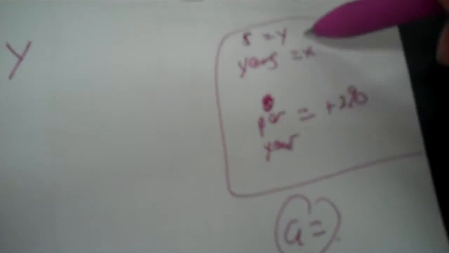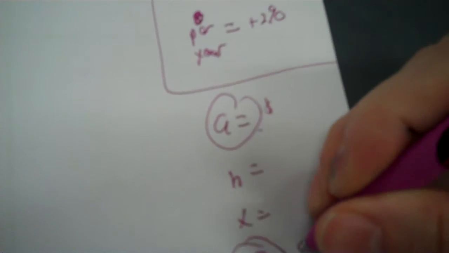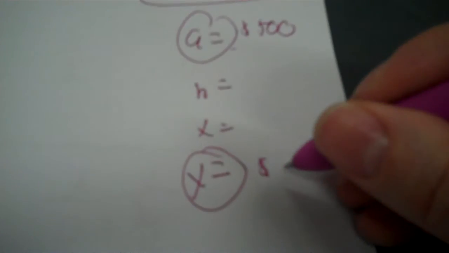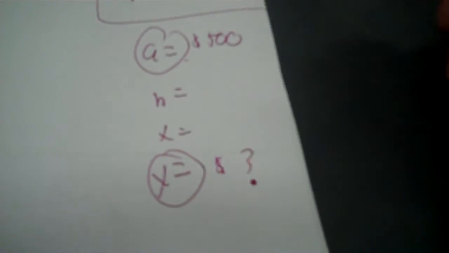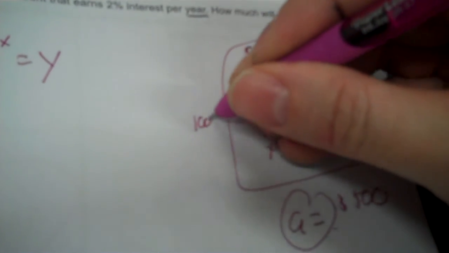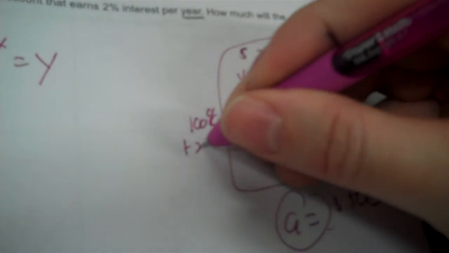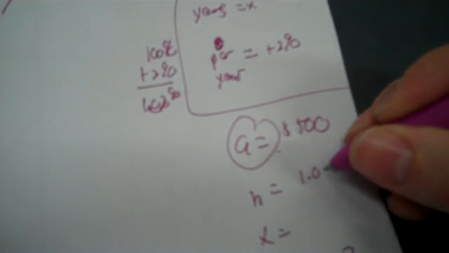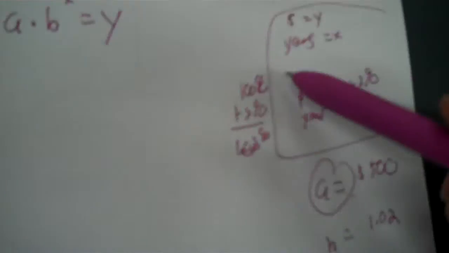Now, the a and the y are the same label, okay? Y is money. These are both money signs, okay? Now, the a is where your money began, which is 500. The y is where your money ended, which we don't know. So I'm going to put question mark, okay? Means we're going to leave that just y. Okay. The b is found. It's called your growth factor. You take 100% plus 2%, and that's 102%, but that would be 1.02. Okay. And then x is your years, which is 10.